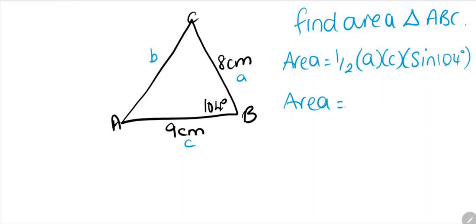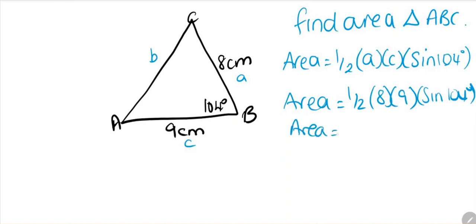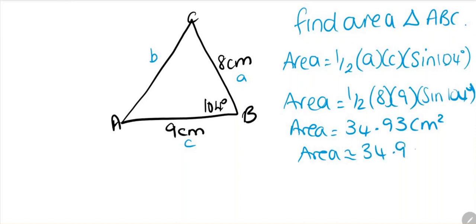And if we substitute in that, so we have a half, 8 times 9 times sine 104. And in the calculator, that is going to be a half of 72, 36 times sine 104. We will have 34.93 centimeters squared. And to the nearest tenth is 34.9.